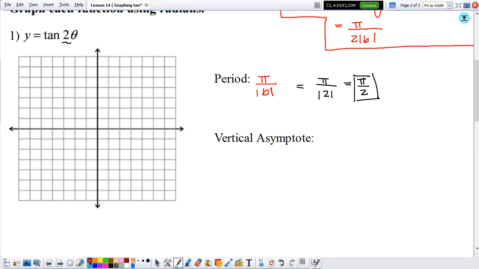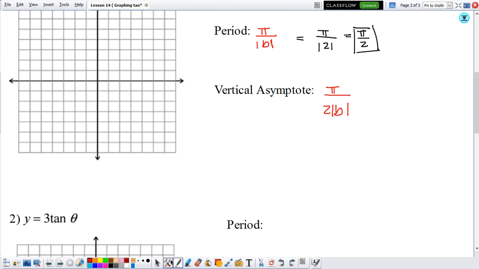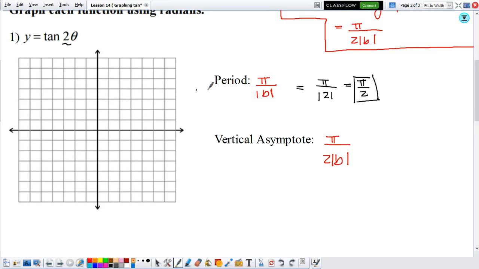Now for the vertical asymptote, we know that you can locate the vertical asymptote by finding pi over 2 times the absolute value of b. But we found b to be 2. So now this becomes pi divided by 2 times the absolute value of 2, which becomes pi over 4, since the absolute value of 2 is 2, and 2 times 2 is 4.